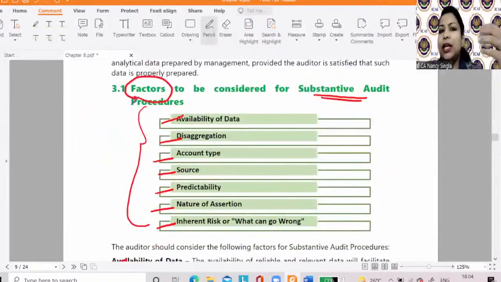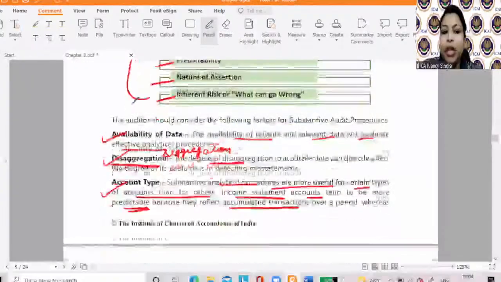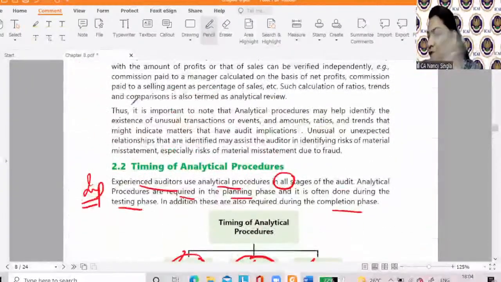And then we did that when the auditor is deciding whether to use test of details or whether to apply substantive analytical procedures, what factors he'll consider. So we saw these are the various factors like availability of data, disaggregation, account type, source, predictability, nature of assertion, and inherent risk, right? Why? Because unless and until, let's say, take the example of availability of data. If data is not available on which analytical procedure is to be applied, the auditor cannot apply analytical procedure. So what is the option available to the auditor? He'll apply test of details. Okay? And further, we did this timing of analytical procedures.